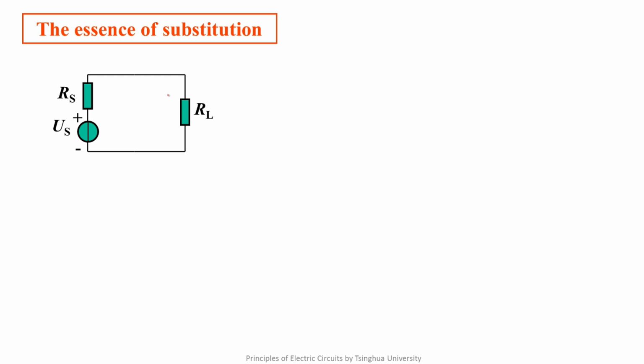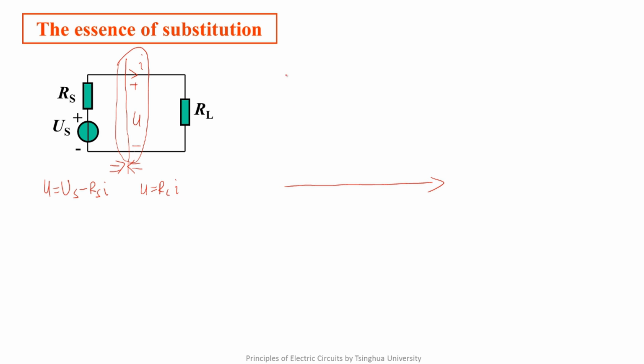You may find that the substitution theorem is applicable for both linear and nonlinear circuit. Now we use a linear voltage divider circuit to emphasize the essence of the substitution theorem. In a circuit, the port voltage is defined as U, and the port current is defined as I. So, seeing from the port to the left, the port voltage current relationship is U equals US minus RS times I. Seen from the port to the right, the port voltage current relationship is U equals RL times I. Since the definition of the port voltage and current has no difference in the two relationships, they can both be drawn in one figure. The horizontal axis represents I and the vertical axis represents U.